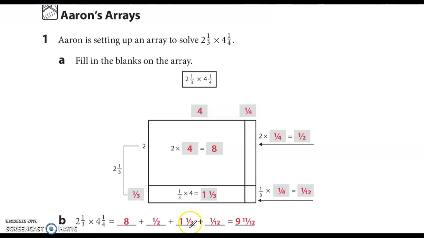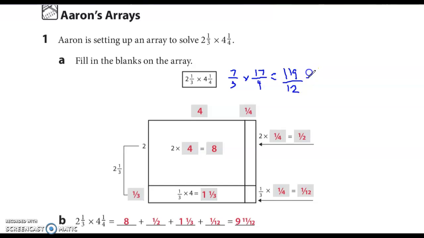What they did was turn all of these into a denominator of 12. So if you want to do this turning it improper, 2 1/3 is the same as 7/3. 3 times 2 is 6, plus 1 is 7. And then 4 1/4 is the same as 17/4. 4 times 4 is 16, plus 1 is 17. And then you're going to go ahead and multiply 7 times 17, which is 119 over 12.